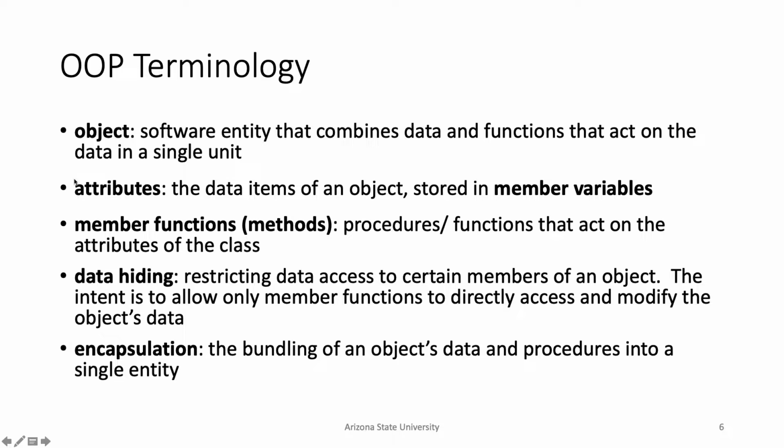An object has two things. It has attributes, which are basically those data points that I was talking about before. So a student has the attributes of their name, their age, and their GPA.